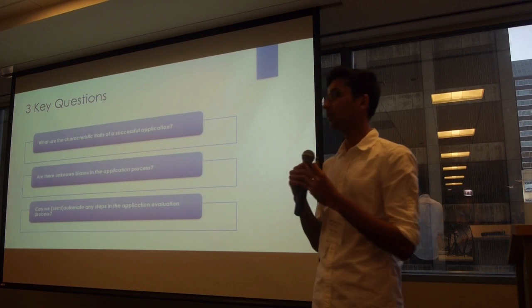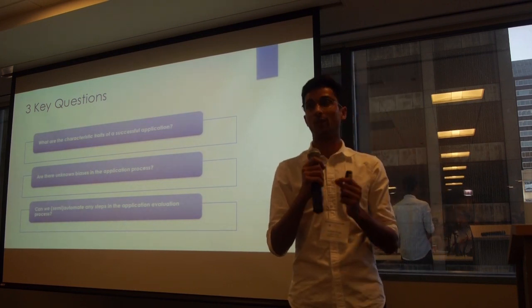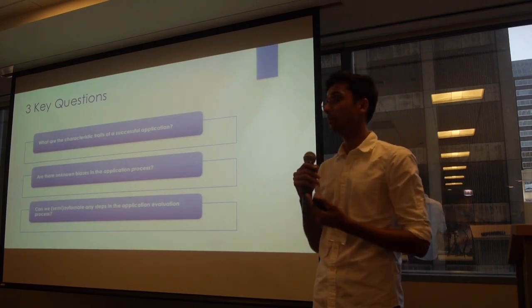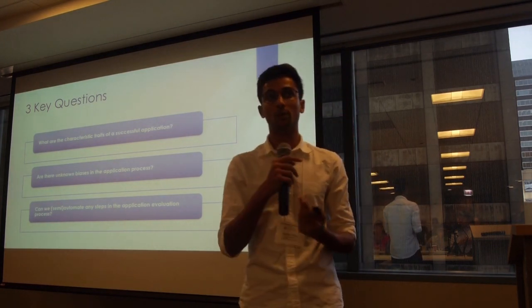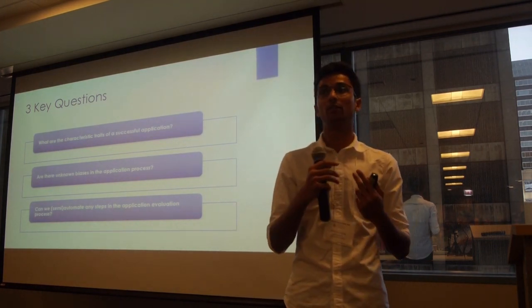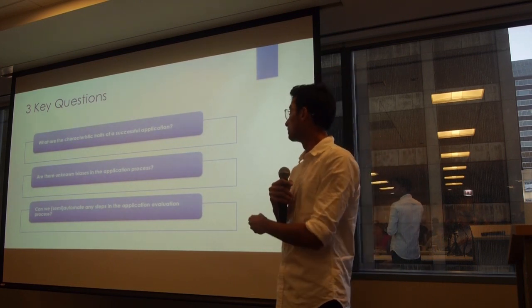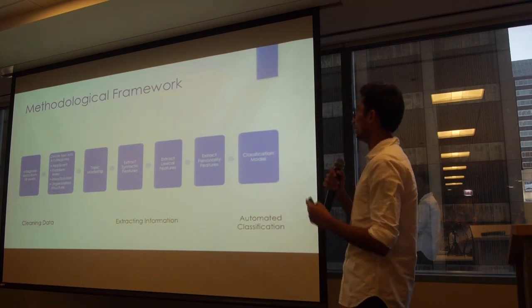The questions that we were looking to answer were: can we identify defining characteristic traits of an ideal social good fellow? Can we identify any unknown biases in the application process? And if it's possible, can we introduce some automation to the process to make it more efficient? So how we went about it, I'll just take a very brief approach to our overall methodology.